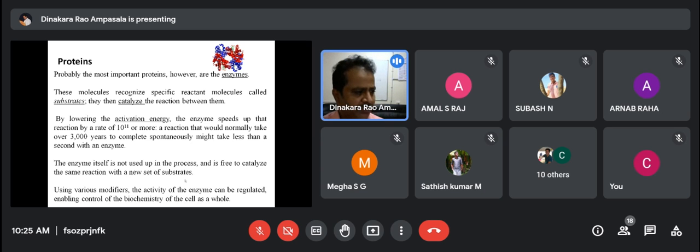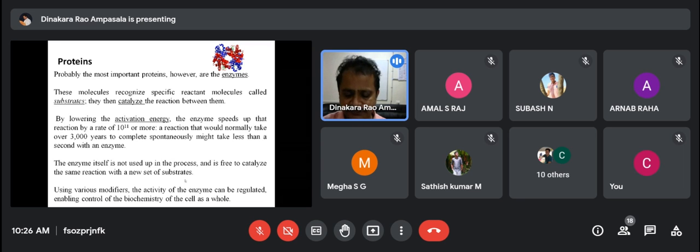Using various modifications, the activity of an enzyme can be regulated. You can see different modifications, how we can make the enzyme act more, or stop the activity. So we have different mechanisms. These mechanisms can be utilized to control the enzymatic activity, because it is very important to control the enzymatic activity.